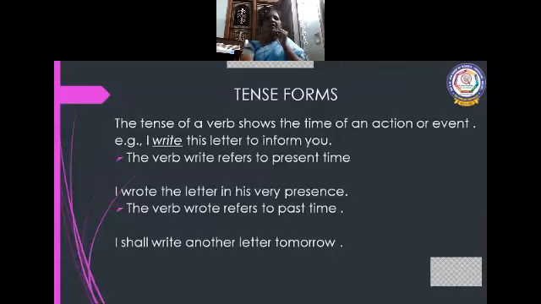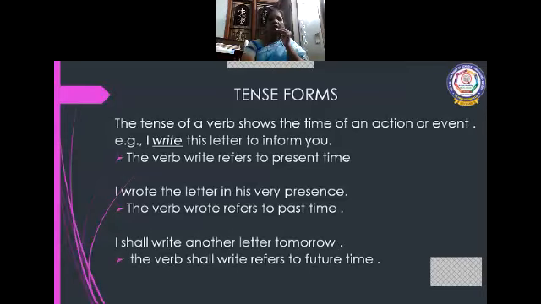I shall write another letter tomorrow. The verb shall write refers to future time. So here you understand there are three forms: mainly present tense, past tense and future tense. I write this letter to inform you. It is present time, so it is present tense.